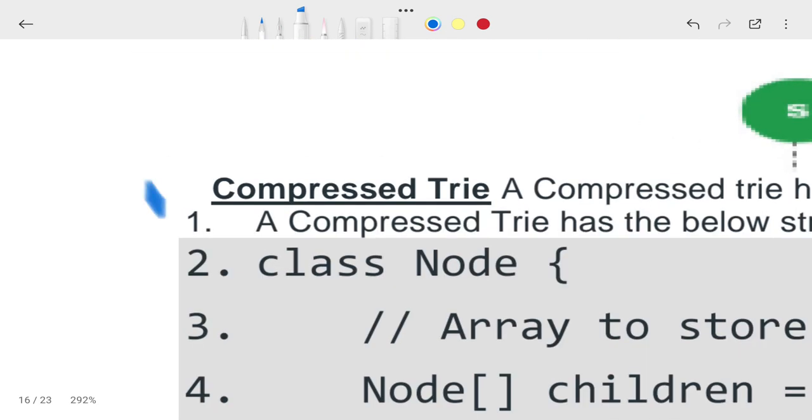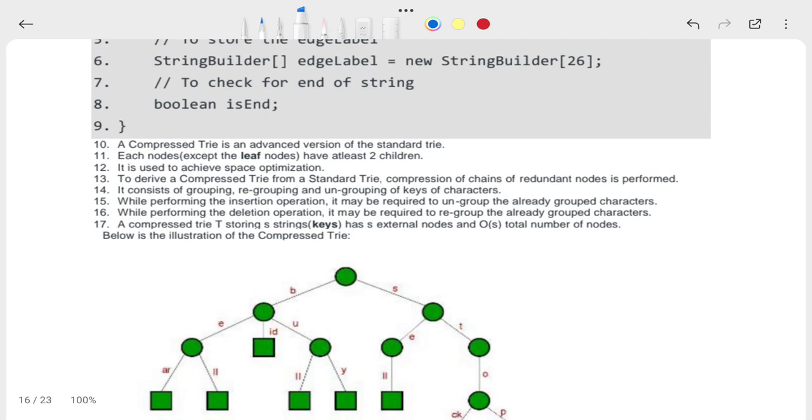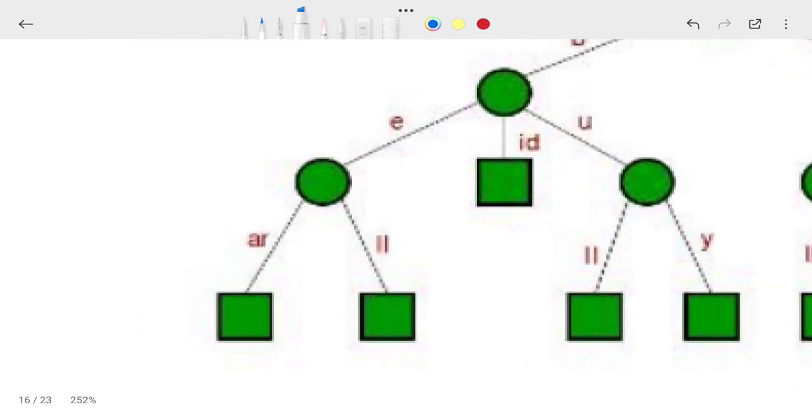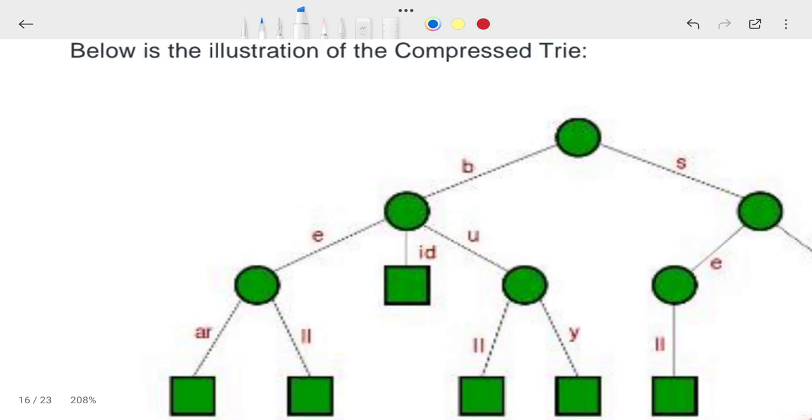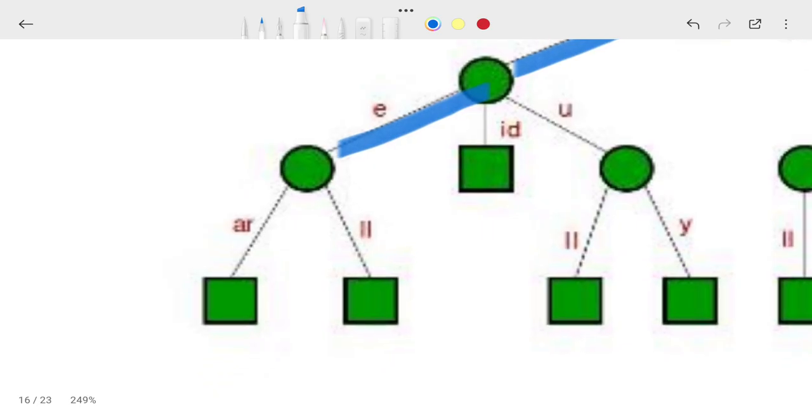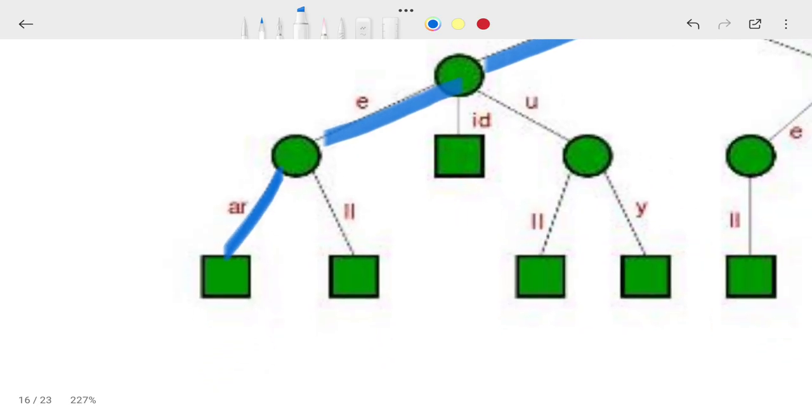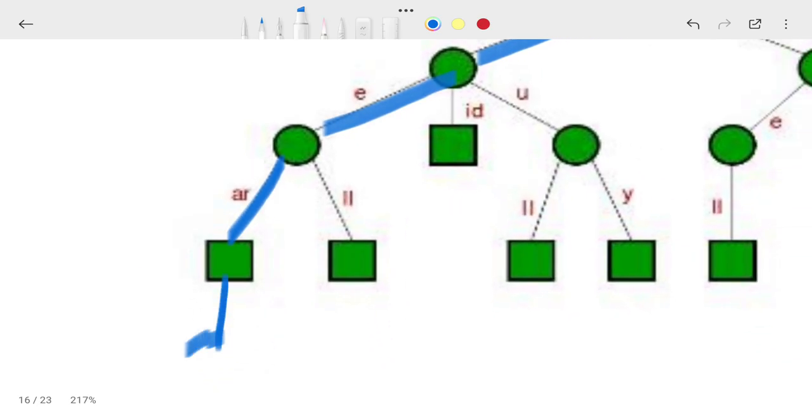Now what is the meaning of compressed trie? We will try to understand what is the meaning of compressed trie. The meaning is, if you are writing B, E and AR. Now you can see, instead of making another node, that is a waste of time. What is the meaning of this? Whenever there is no other node, means no other next branch, compress the text and shift it in a box. This is the meaning of compressed trie.